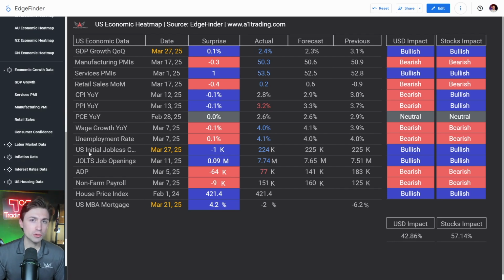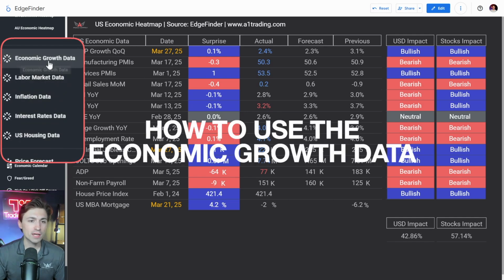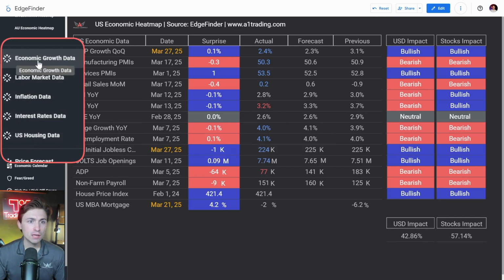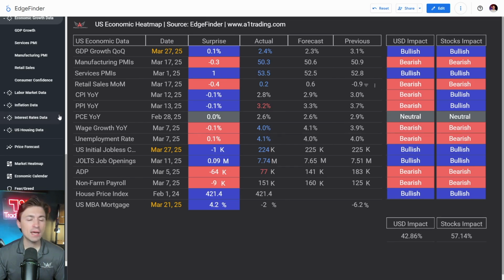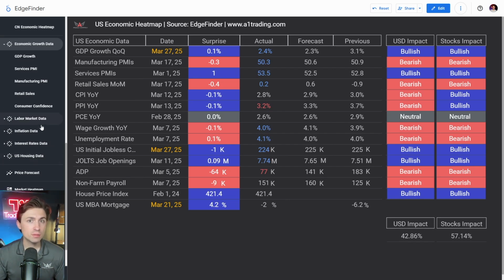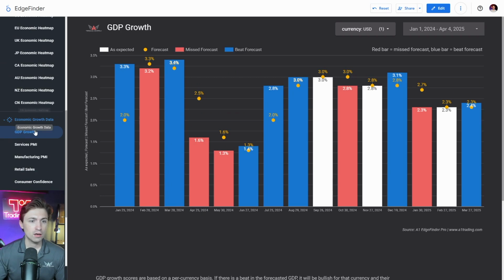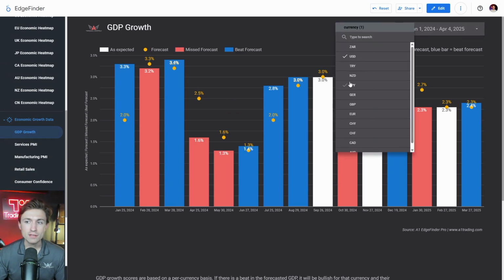Let's say we want to drill down further. Well, EdgeFinder's got you covered. In our navigation bar, you can see we have economic growth data, labor market data, inflation data, interest rate data, and housing data for the US. If we pop any of these open, you'll see every single one of our data points has a dedicated page showing some key vital information in depth. For example, take a look at GDP growth. We've selected the US, but of course you can select other places.